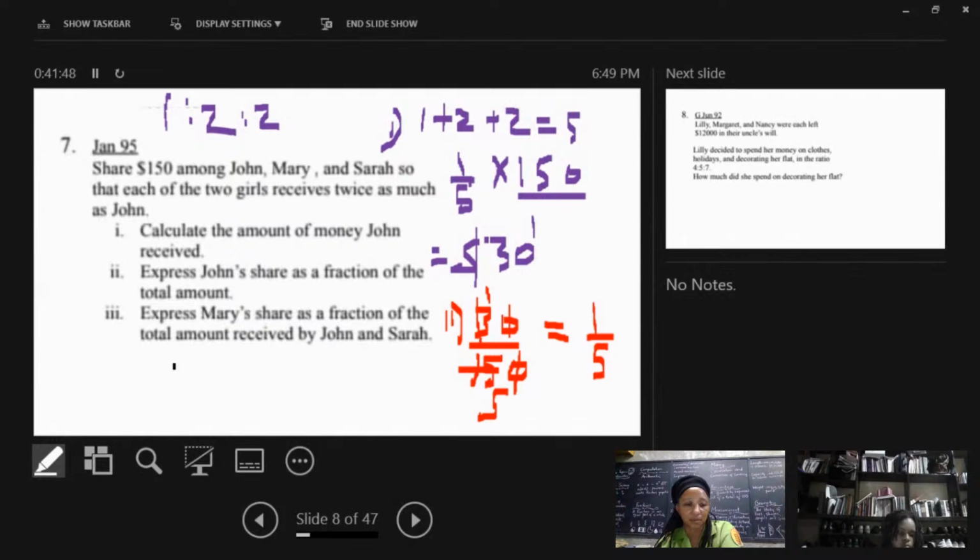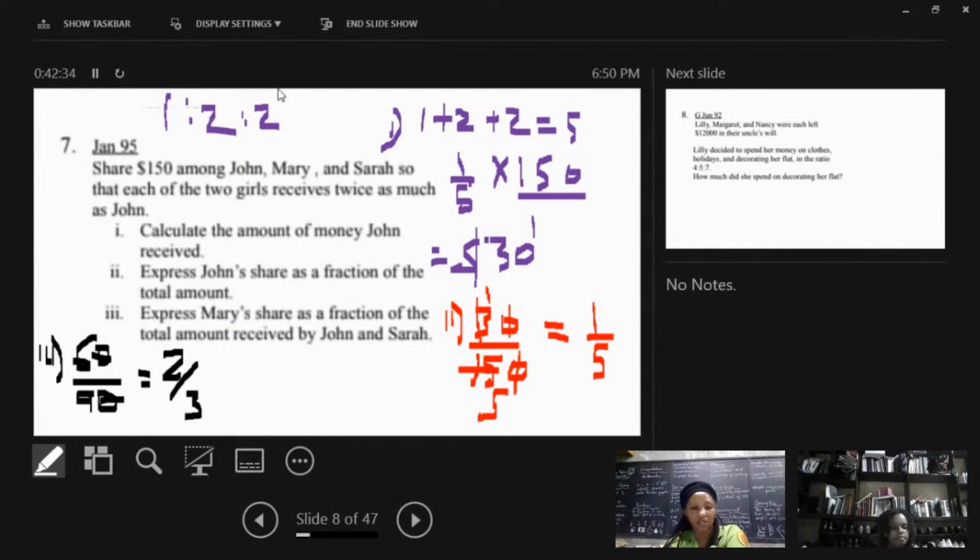Express Mary's share as a fraction of the total amount received by John and Mary. The 30 times 2 would give you 60. Mary and Sarah received $60 each. 60 plus 30 gives 90. So it would be 60 over 90. You can divide those by 30, so you get 2 over 3.